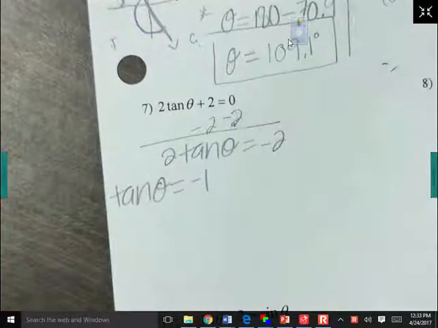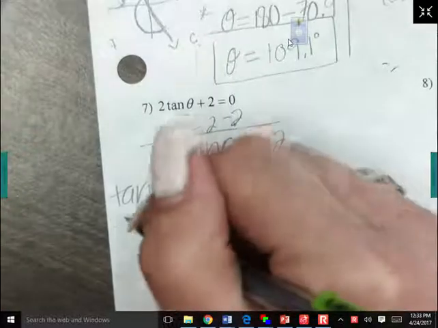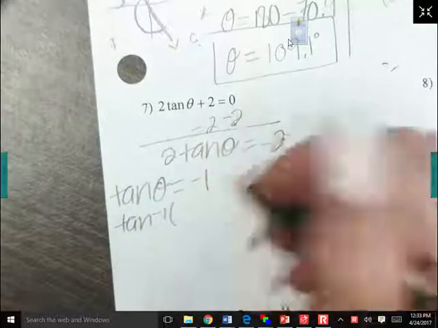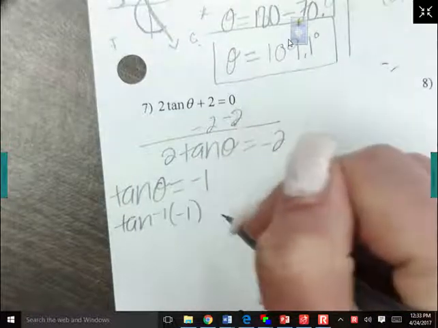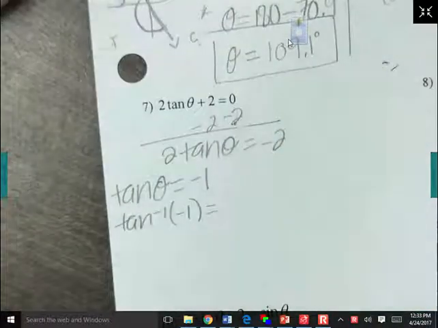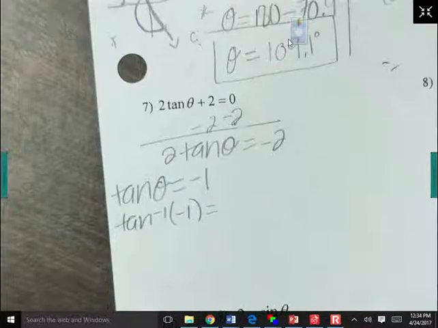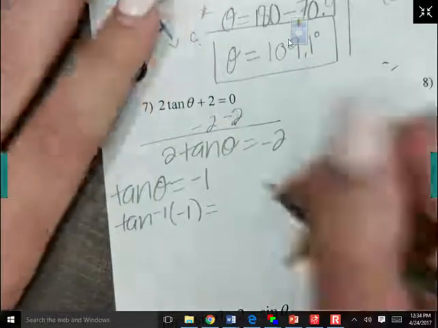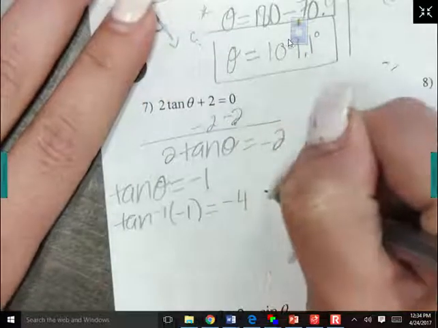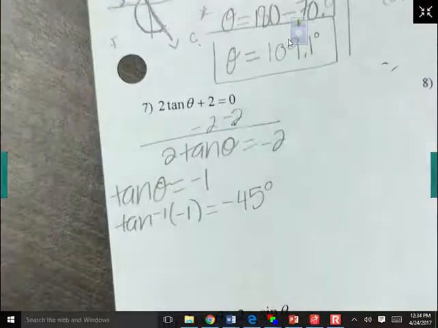Raise your hand if you have a question. The next thing we're going to do is find the tan inverse of negative 1, and we're going to put that in our calculator. If you do not have a calculator, you need one, so get one now, please. Raise your hand if you can tell me what we get when we take the tan inverse of negative 1. What do we get? Negative 45. Is that what everybody else got?